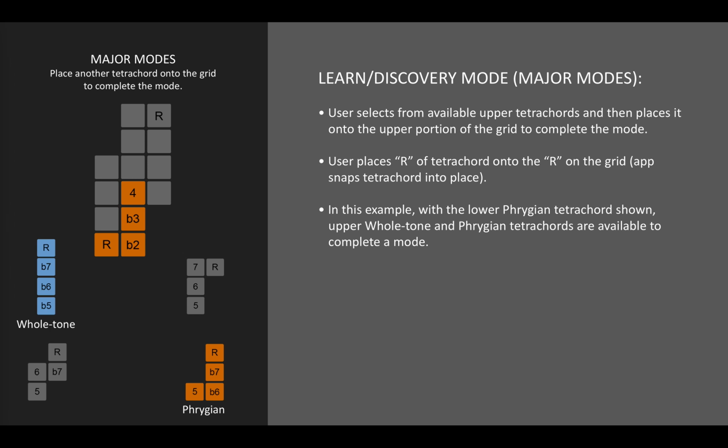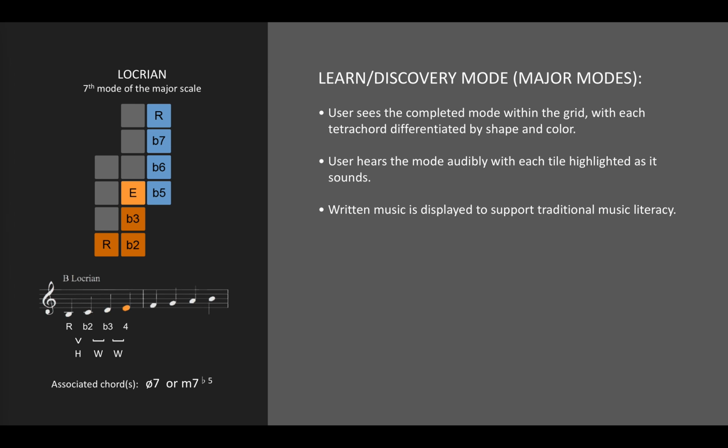Now, not all of those four tetrachords are available in the upper position because only the whole tone and another Phrygian tetrachord would actually make a mode of the major scale. So with one of these two choices, whole tone is chosen. And you can see at that point it displays the answer that Locrian is the mode. It's the seventh mode of the major scale.